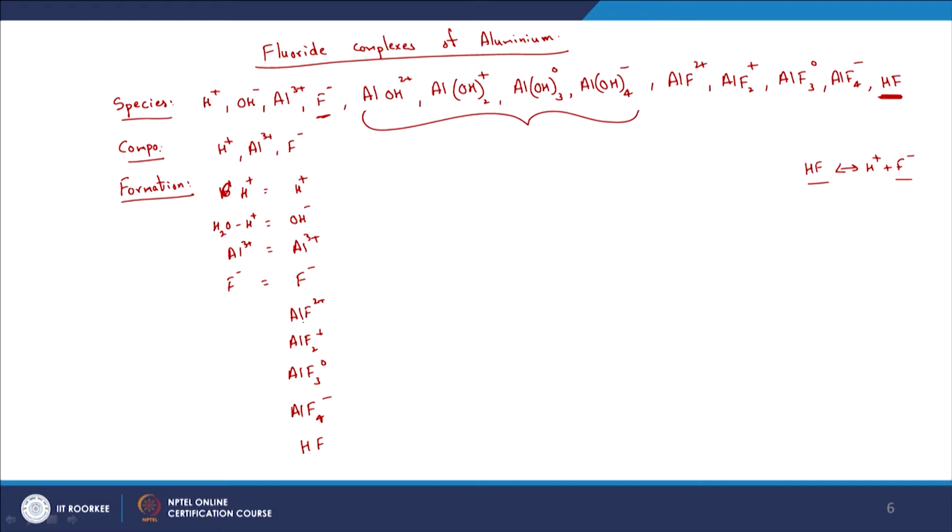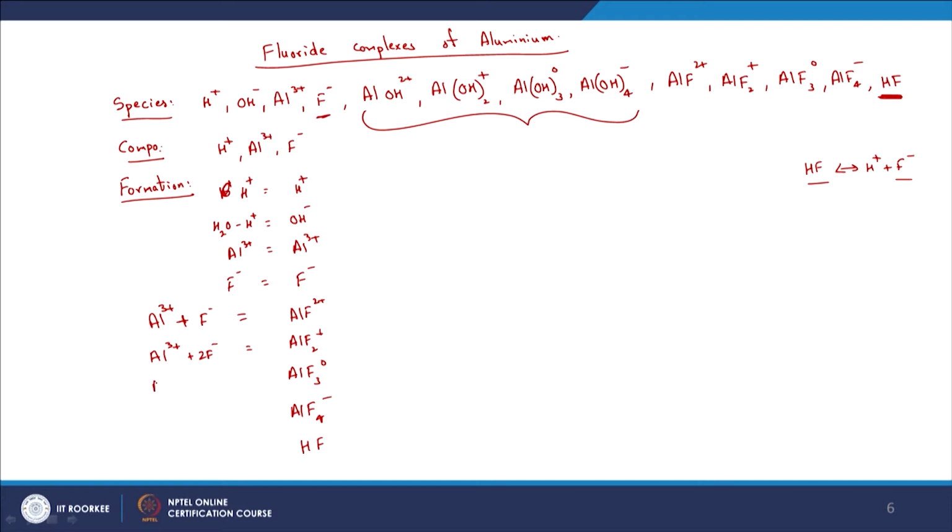Now here I am going to come up with a relevant aspect. How do I go about it? Again, as we mentioned, we need to look at expressing beta star. So it's going to be Al3+ plus F-, that's going to be equal to AlF2+, and the other one would be Al3+ plus 2F-, and that's going to be equal to AlF2+ plus 2H+, is it?